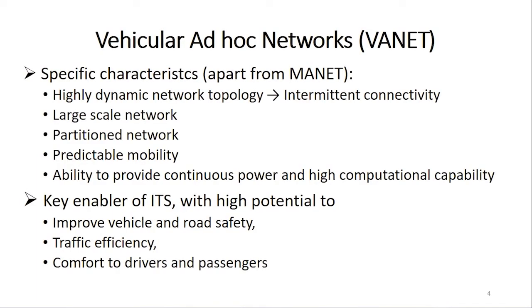VANET is a specific case of MANET where, differently from MANET, the network is highly dynamic, which results in a highly intermittent network. And although the network is highly dynamic, the mobility in this network is very predictable because it's limited to the road topology. In addition, power and computational capabilities are not constraints in VANET. A special attention is given to this network due to its potential in improving the requirements for intelligent transportation systems.